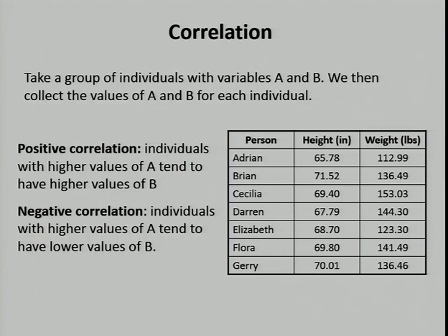People who are very tall tend to weigh less in that case. Doesn't seem very intuitive, but that would be the negative correlation example. Yeah? So just to kind of know what positive and negative correlation is. So then where do we go from there?